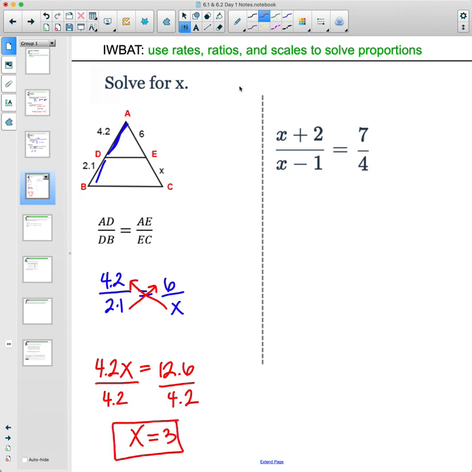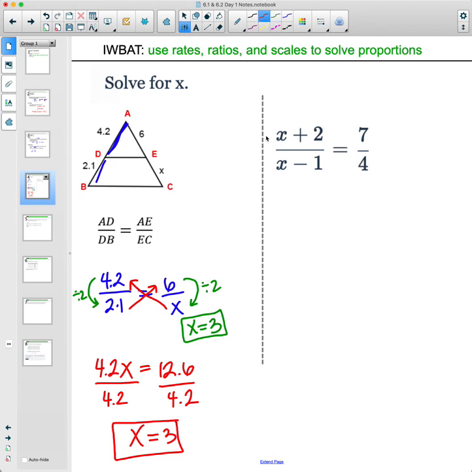One other thing you may have noticed with this proportional reasoning is that 2.1 is half of 4.2. So this is different by a factor of 2, and this one is also going to be like that. If I take 4.2 and divide it by 2, I get 2.1. Same thing over here: 6 divided by 2 would give me x equals 3. Proportional reasoning is all about common factors, things that you can see multiplied or divided. If that makes sense, you can do it that way. You can also cross multiply.